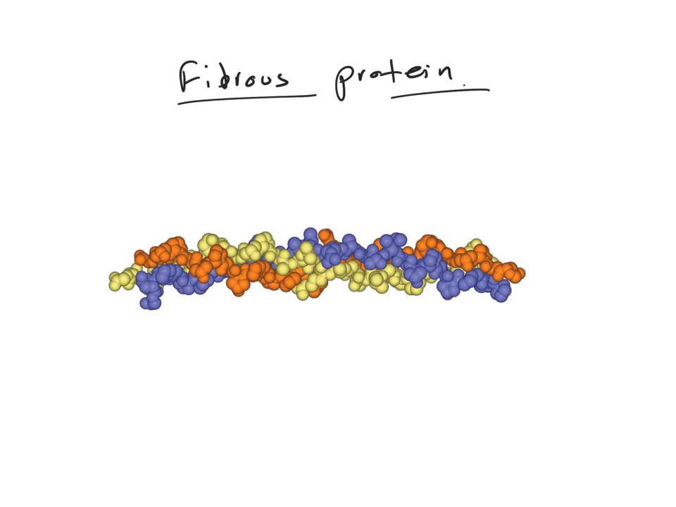So examples of fibrous proteins are things like keratin, elastin, collagen, which are all strong fiber-like proteins which are there to provide structural support and strength. These are tensilely really strong because of the interaction between the layers of the fibrous protein.